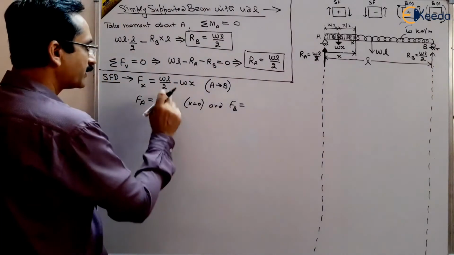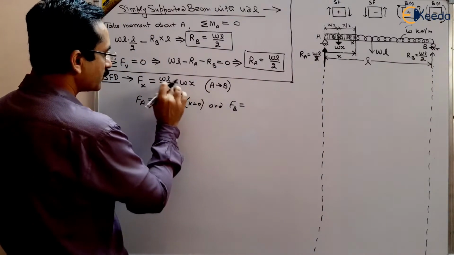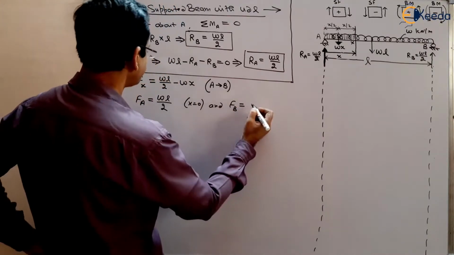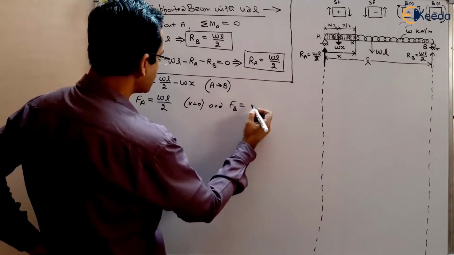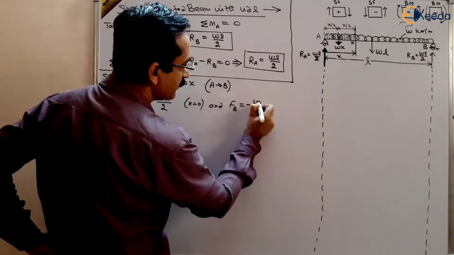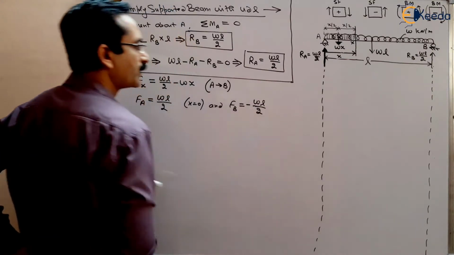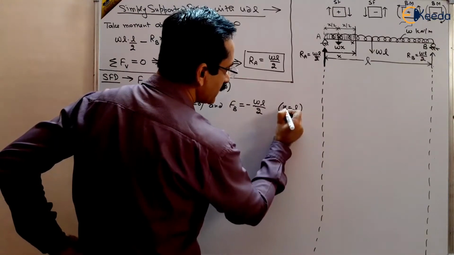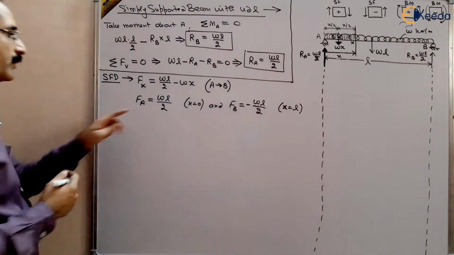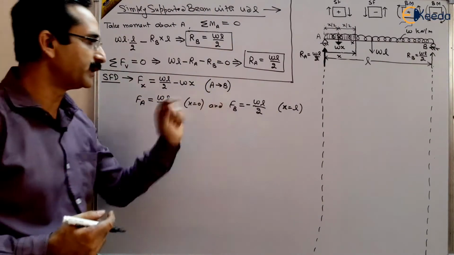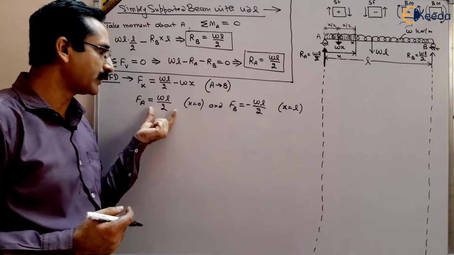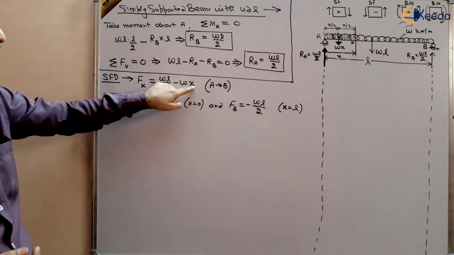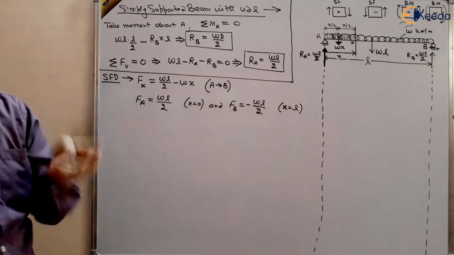So FB will be equal to minus WL plus WL by 2, and you will get minus WL by 2, right? At x is equal to L. So we have found out FA and FB. This is positive at point A, this is negative at point B, and the variation is linear. You can see here there is an x term, means linear variation, a straight line variation.